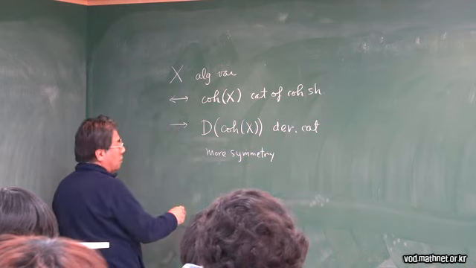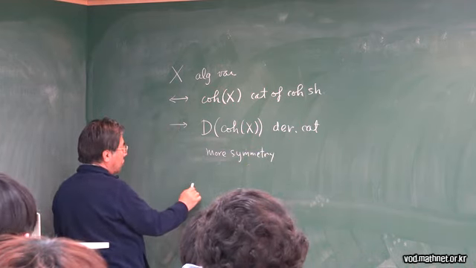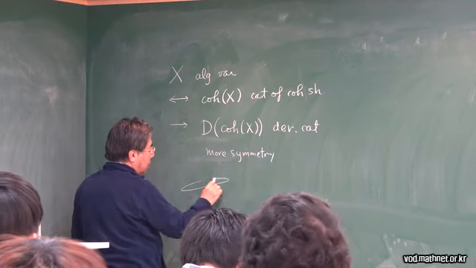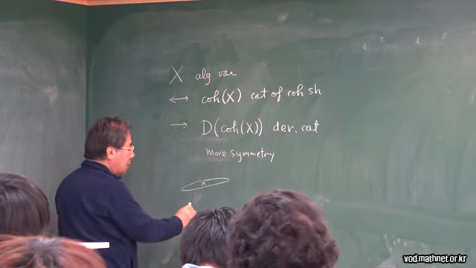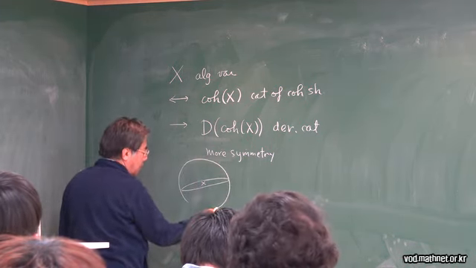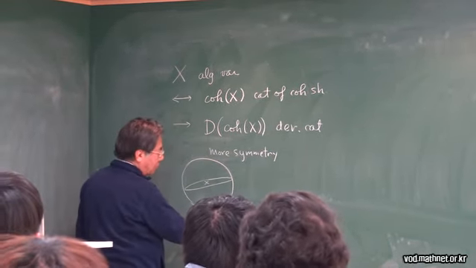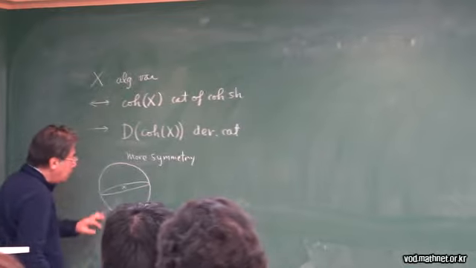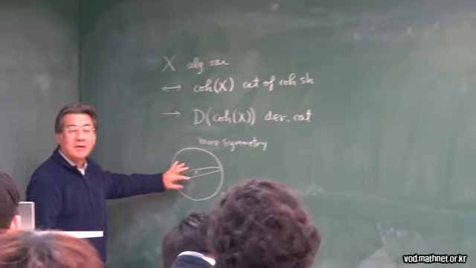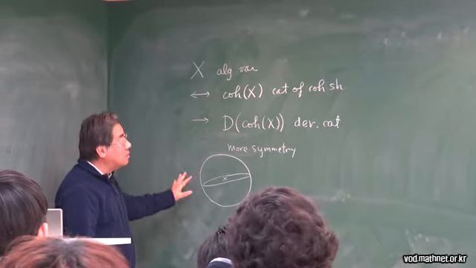So the ideal picture is like this. X is like this. And then I expand this to the derived category. And then this has more symmetry, like a ball. So this is the idea.